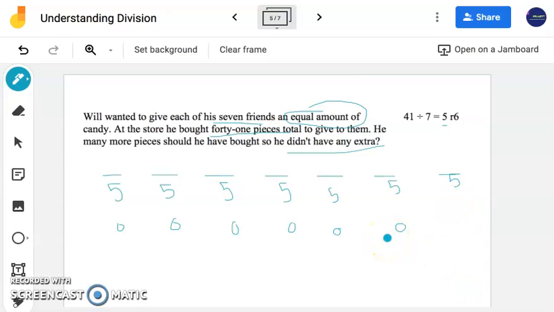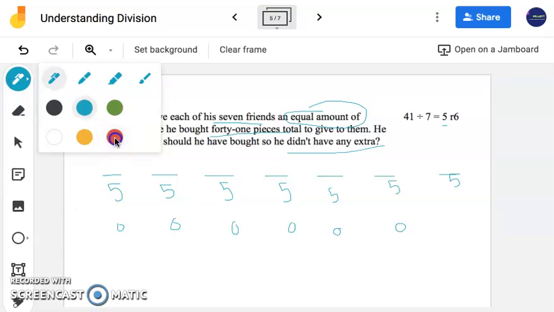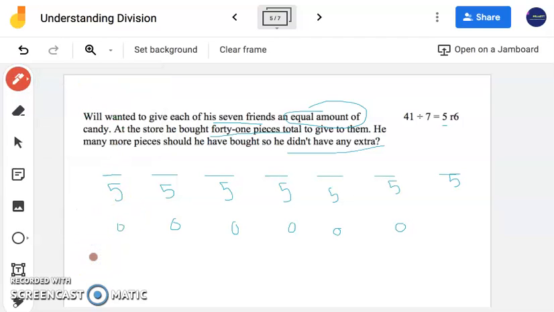That's not really fair. Now the problem's asking how many more pieces should he have bought so he didn't have any extra. So to not have any extra, that means no remainder left over. And that also means that every single friend, each of the 7 friends, gets the same amount of candy. So now where this star is here, that's what needed to be added. So what he should have bought was 1 more piece of candy. And buying that 1 more piece of candy would now give each friend the exact same amount.